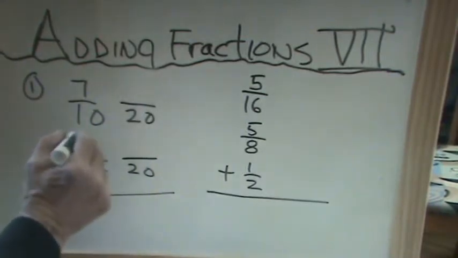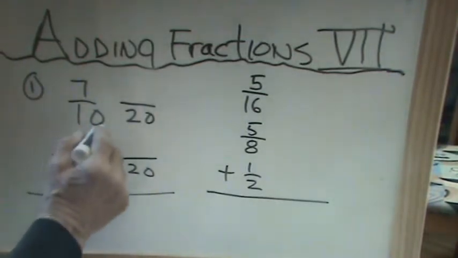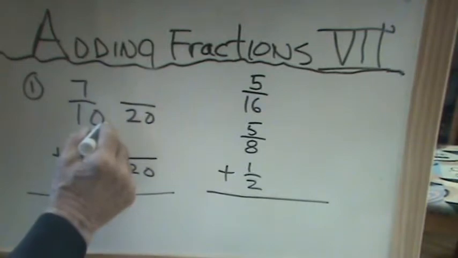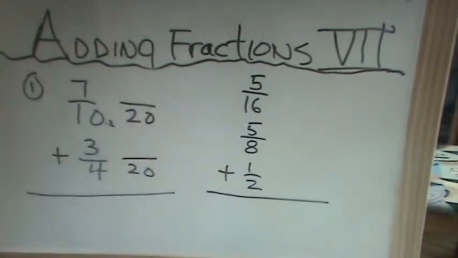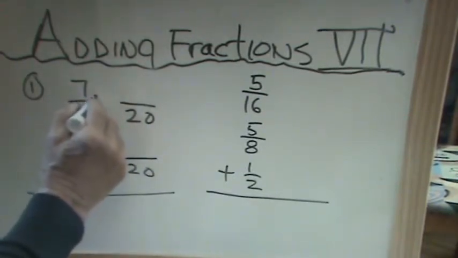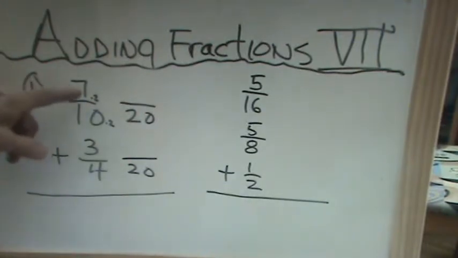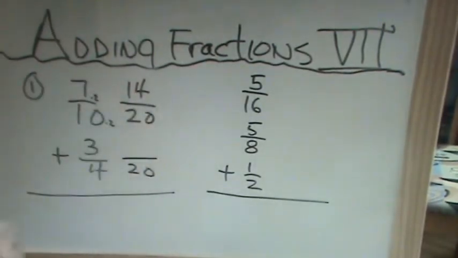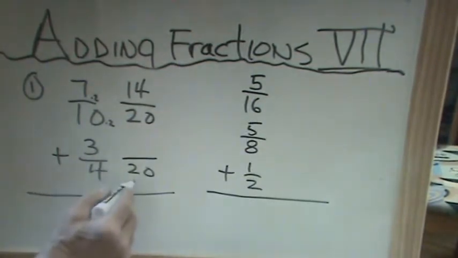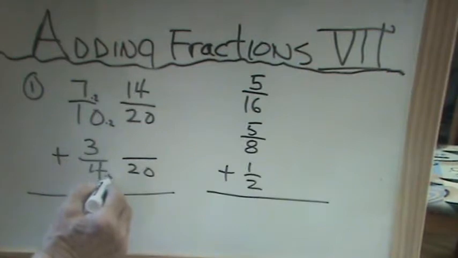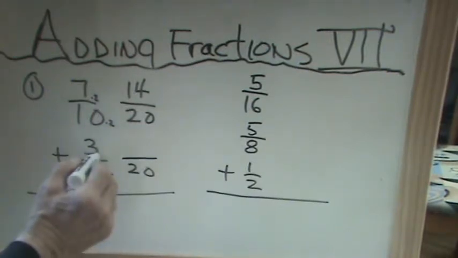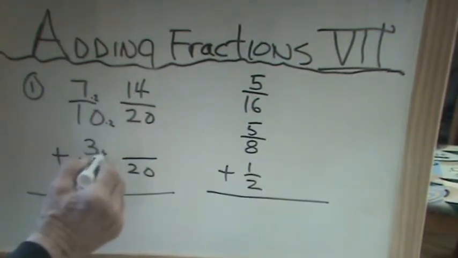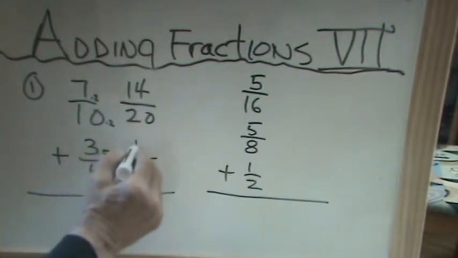Well, if we say, okay, 10 times what number gives me 20? Well, 10 times 2 gives me 20. So then we have to multiply the top by 2. 7 times 2, 14. 4 times what number gives me 20? Well, we know 4 times 5 will give us 20. And we have to multiply this by 5. 3 times 5 is 15.